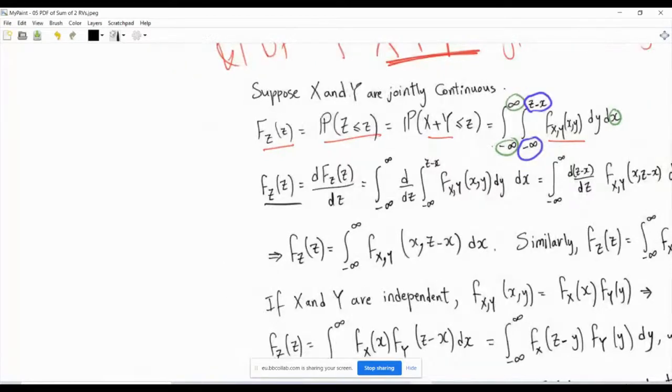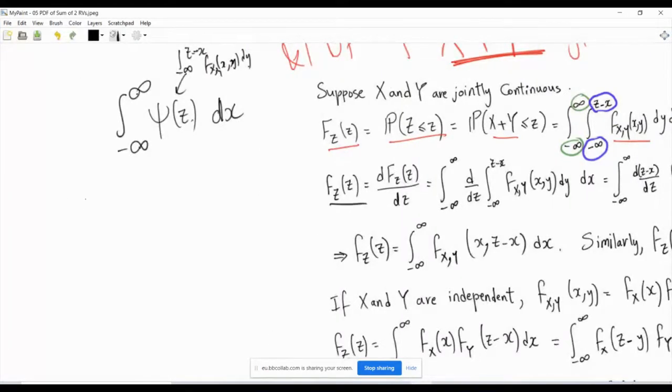Now this may seem like we will apply... I mean, if you want to do things in slow motion, it's a differentiation that we can do in 2 steps. So we have the integral from minus infinity to infinity of a function of Z, dx, and this function of Z is the integral from minus infinity to Z minus x of f(x, y) dy. So we apply Leibniz, and you differentiate this with respect to z.